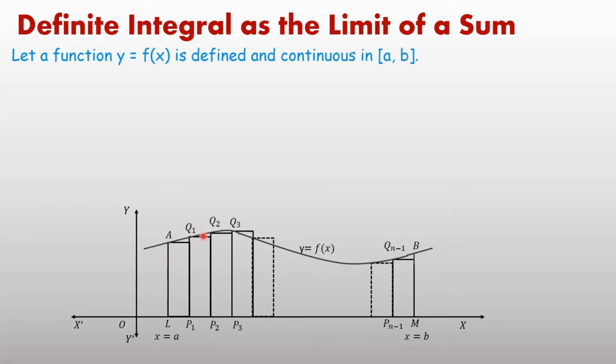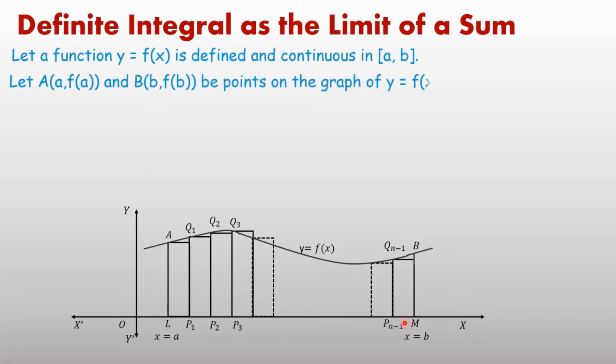Let y equal to f(x) be a given function, and the graph of the given function is shown here, which is continuous from x equal to a to x equal to b. Means we can say it is a continuous function and differentiable in the closed interval a to b. x equal to a means from point L to M, or on the graph paper we can say from point A to B.